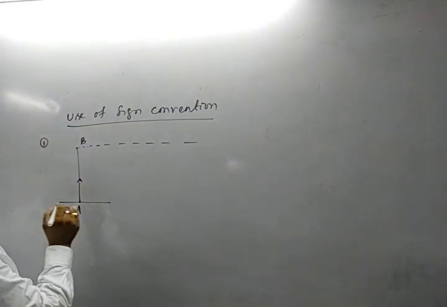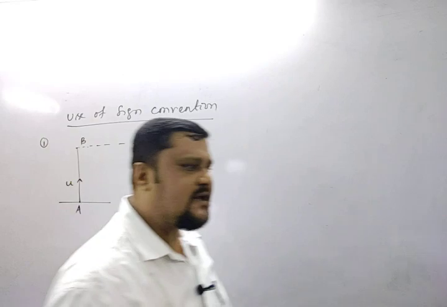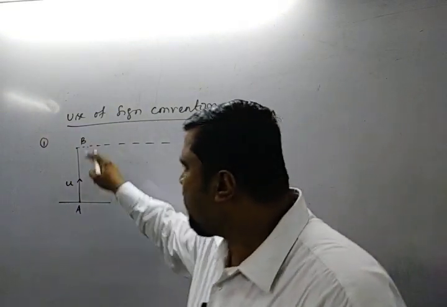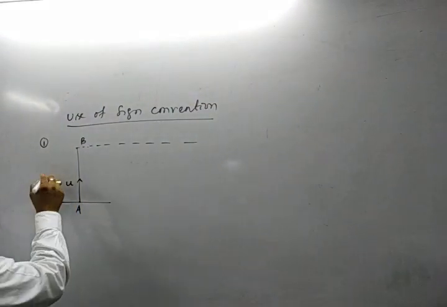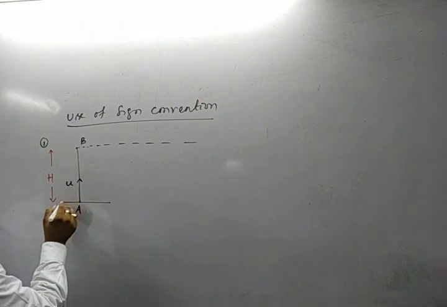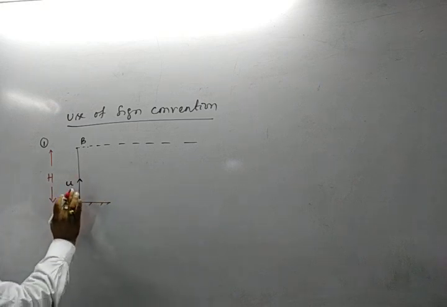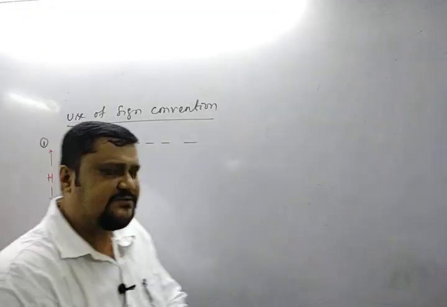This line is the path with initial velocity u. It is projected with initial velocity u. And in all the cases, let me take this height as common from A to B. This height is h from the ground. So suppose this is your ground. The body is thrown from A with velocity u. This is situation 1.